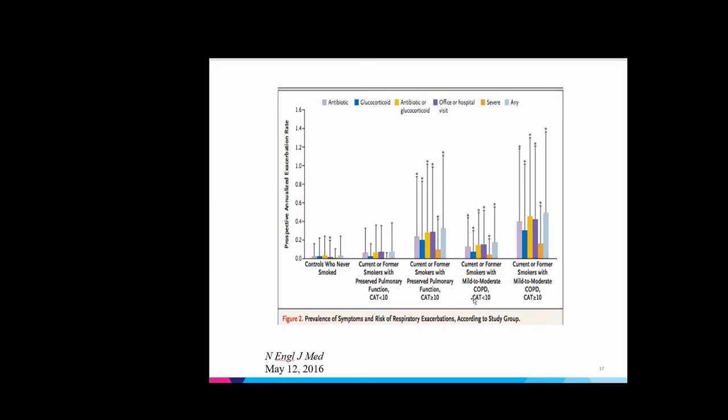And you'll notice that in the group in the middle, those who are more symptomatic, even though they have normal spirometry, there's a greater risk of requiring antibiotics over the study period, steroids, an office or hospital visit, or a severe exacerbation. So presence of symptoms, even in the absence of abnormal spirometry in somebody with COPD, has greater consequences than somebody with abnormal spirometry and relatively asymptomatic. So that's kind of interesting, isn't it?